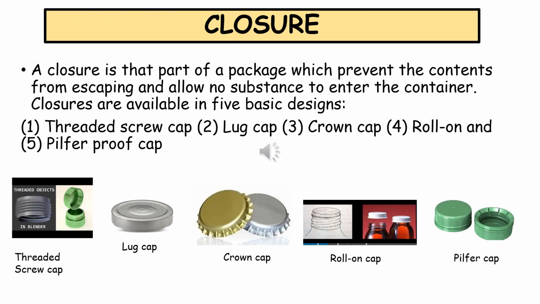Now we will study packaging formats for the closures. Closures are the devices that are used to close or seal the container, and they don't allow any substance to enter the container, and they also protect against expelling the contents of the container. There are five basic designs of closures, for example the threaded screw cap, lug cap, crown cap, roll-on closures, and pilfer proof caps. Now let us study all these types of closures one by one.